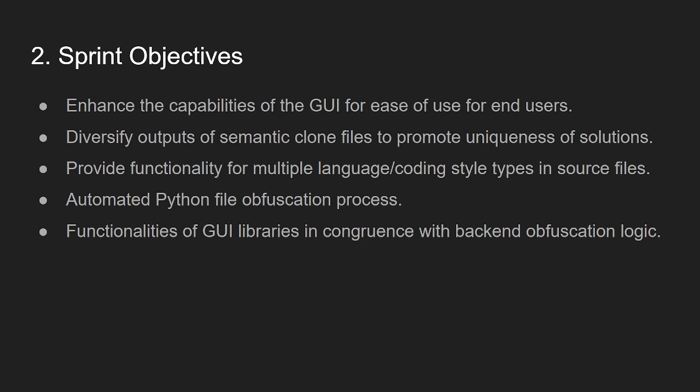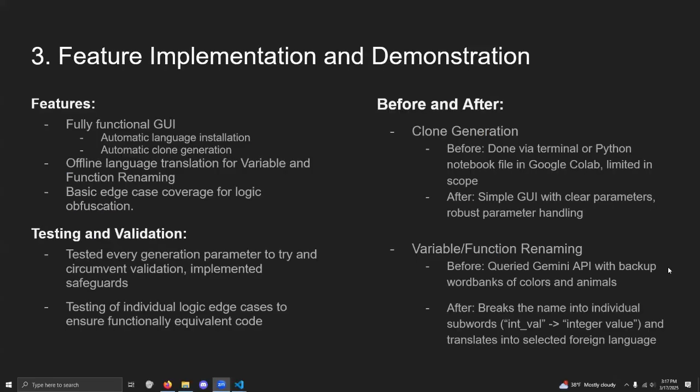And we have functionalities of GUI libraries in congruence with backend obfuscation logic. We started with the backend, and it was fairly simple to integrate to the front end and how we interact with it using user interface techniques like buttons. As stated earlier, the primary features we wanted to focus on for this sprint were a fully functioning GUI, offline language translation, and basic logic obfuscation.